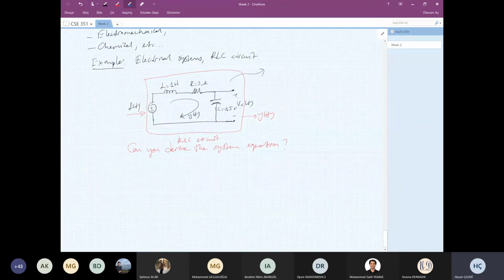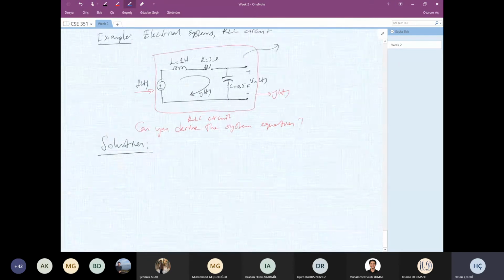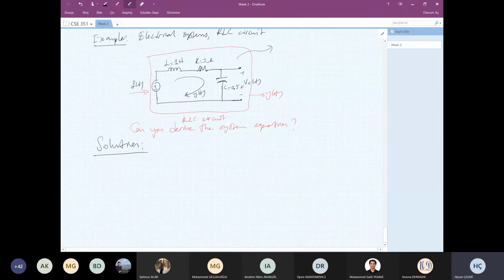So you're going to come up with an equation of this system, which we call the system model. It shows the relationship between the input and output. Okay, solution. Let's solve it together. It's very simple. You're going to see, it's very simple if you know the knowledge that you're going to learn in this course. So we first apply Kirchhoff. You guys know Kirchhoff's voltage law?